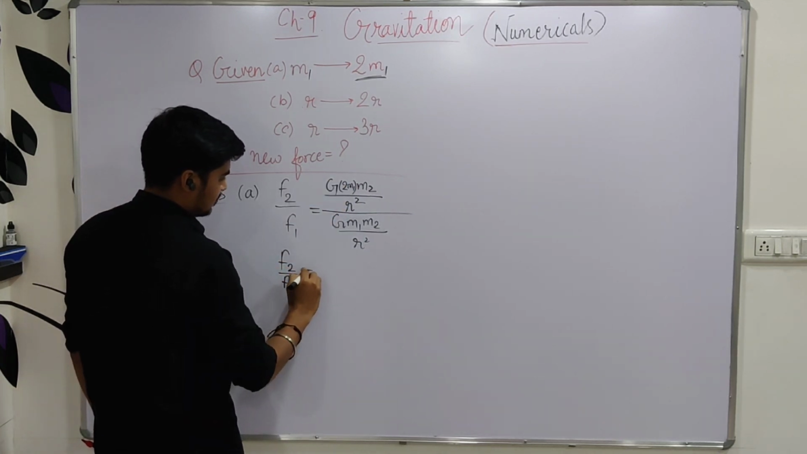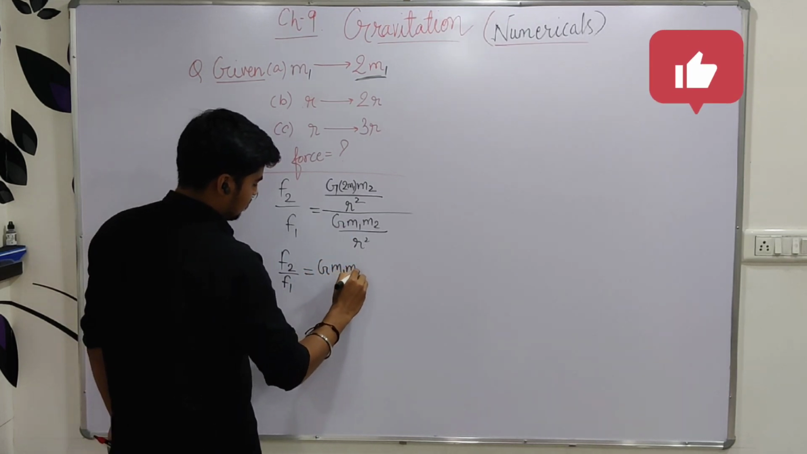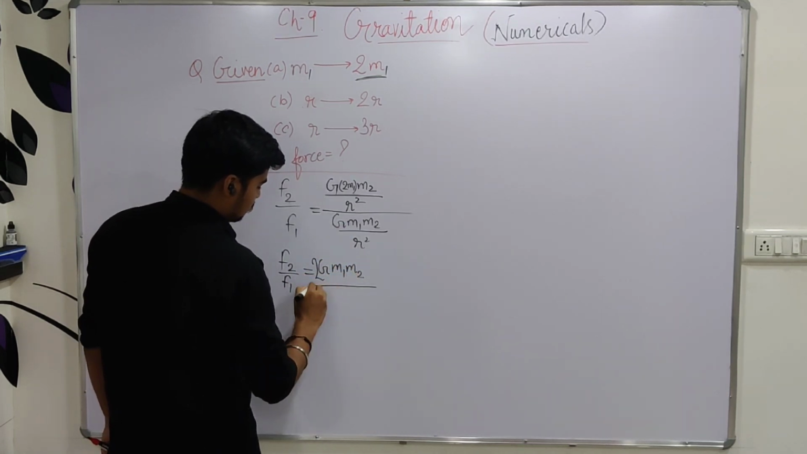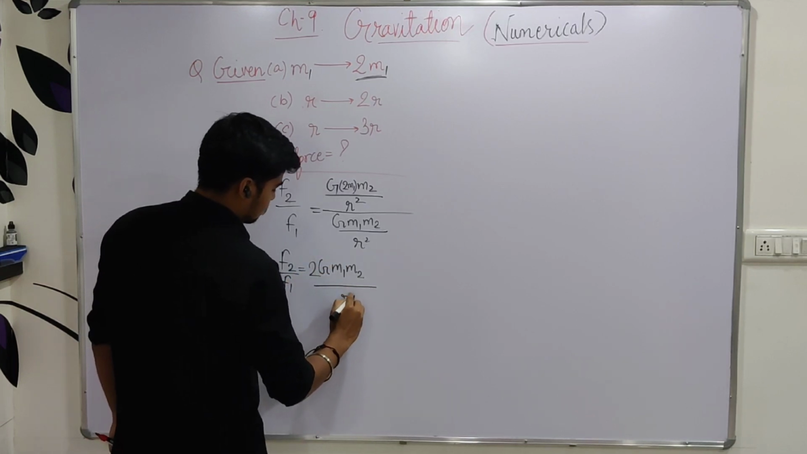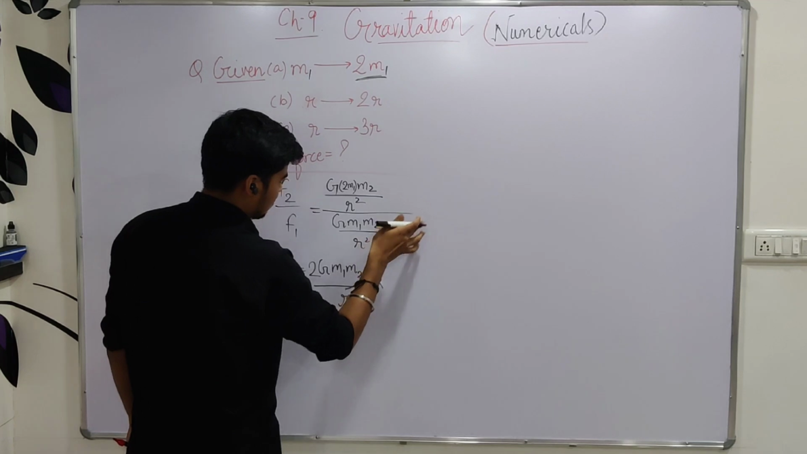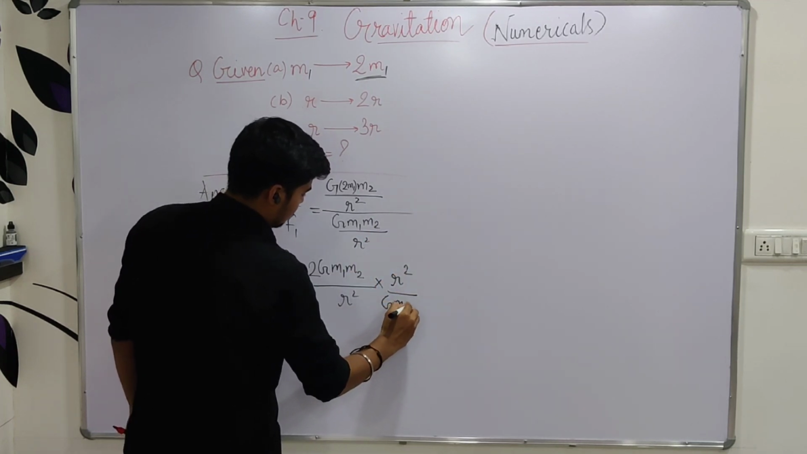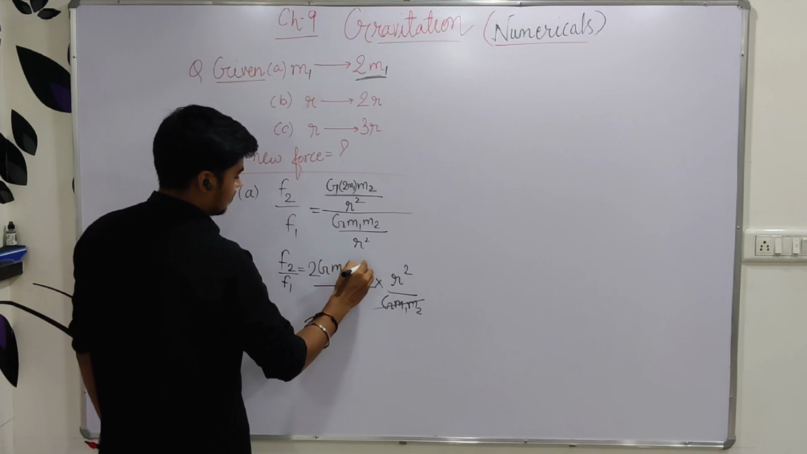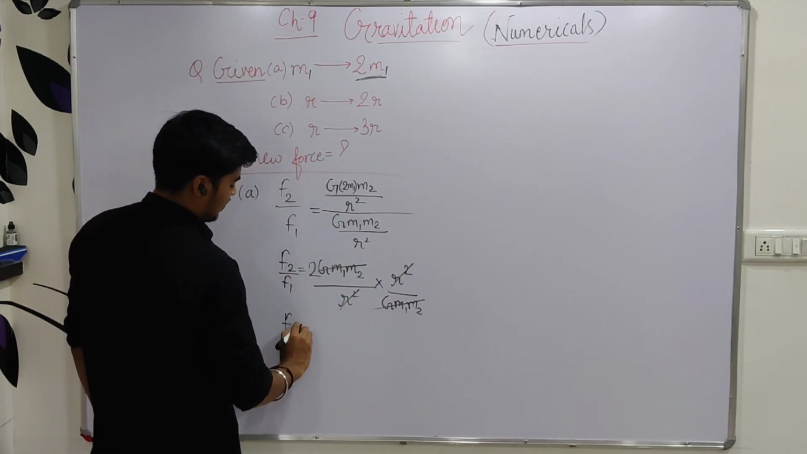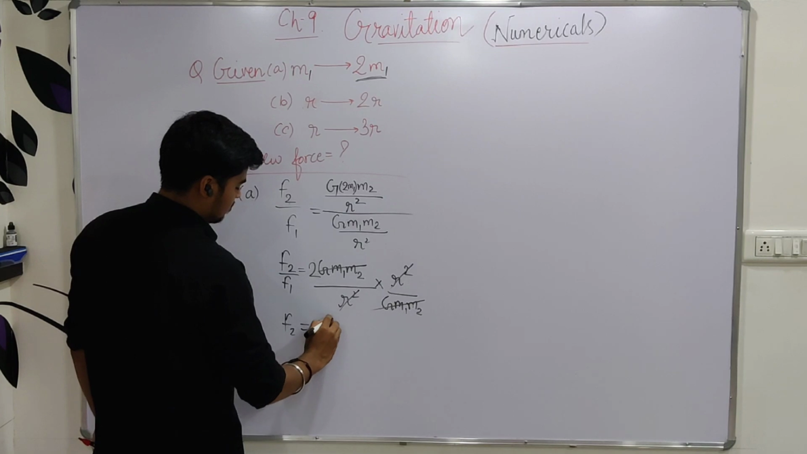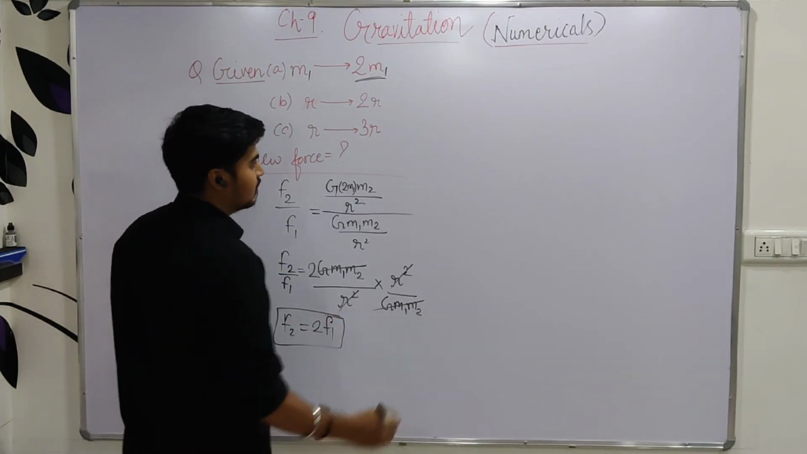Again doing the same process, reverse it, flip it, 2G m1 m2 upon r square into this r square will be numerator, and G m1 m2 will be denominator. G m1 m2 cancel, r square cancel, so F2 by F1 will be 2, so F2 is equal to 2F1. So the force will be double.